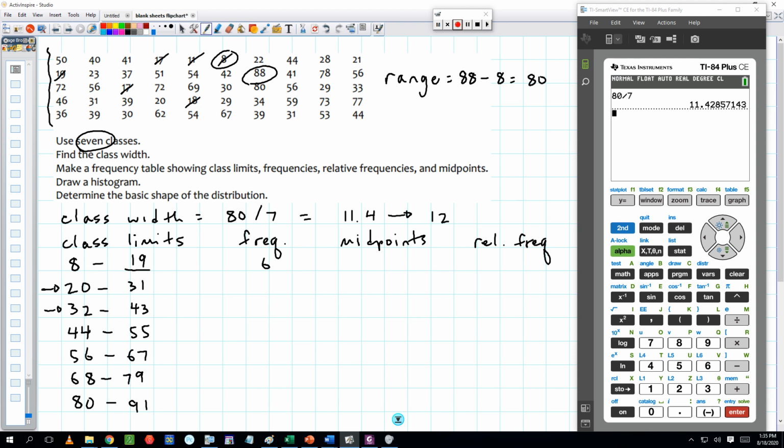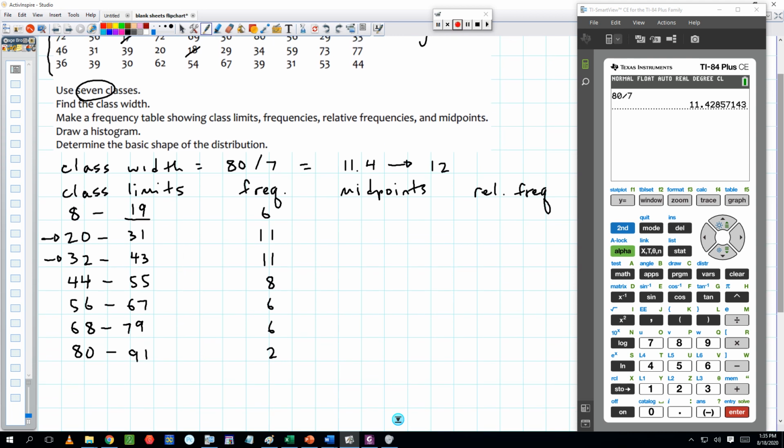And if you do that for all of your classes, you'll have 11 for this one, 11 for this one, 8, 6, 6, and 2. Now what's important with this column is that these numbers add up to be how many numbers you have altogether. You should have 50 there.